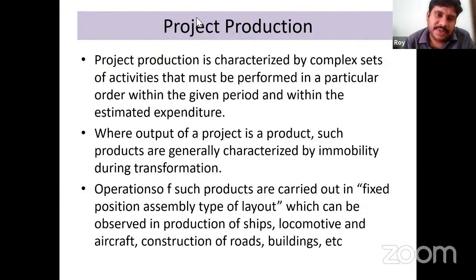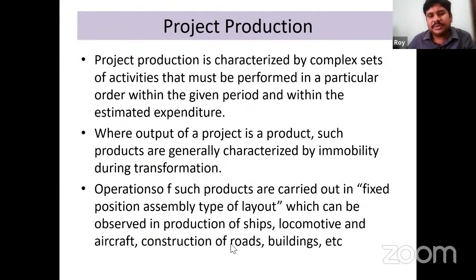But in a project, they will use very huge machines and they may not change all the time. That is why they will use this continuous production system. In that system, they will use what we call the project type. In that project, definitely they'll stick to the things. Operations of such products are carried out in a fixed position type of layout. We need to use a fixed layout because in a project, huge things will be done.